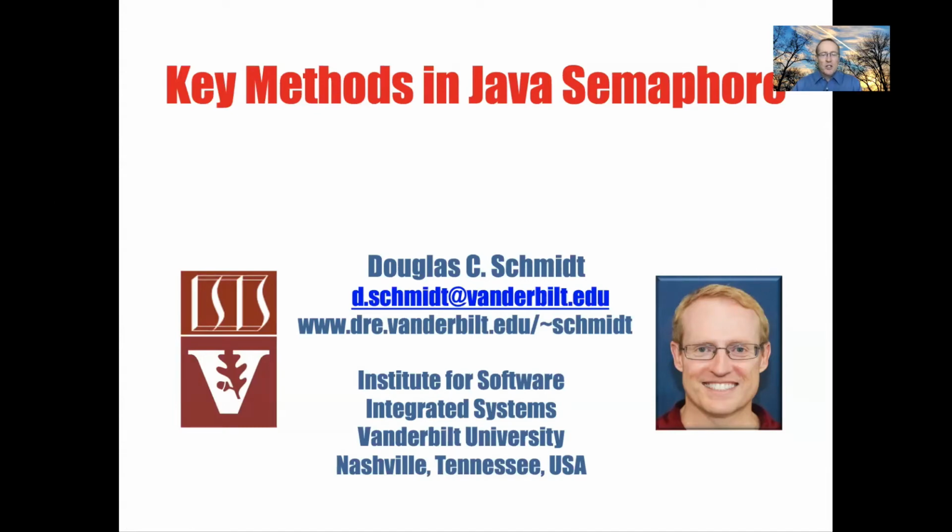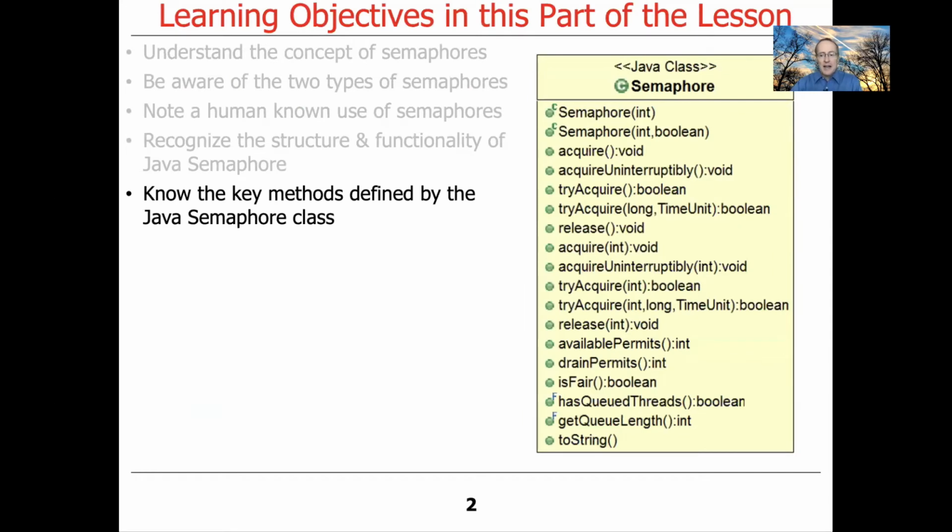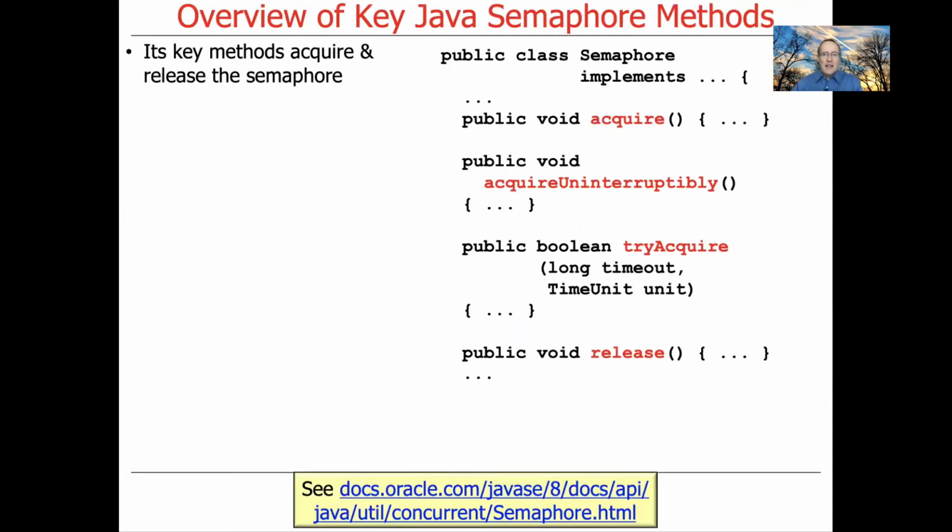We're now going to turn our attention to the key methods in the Java Semaphore class. And you see there's a lot of them, but fortunately, we only have to focus on a handful for most normal use cases. The key methods, as you might expect, acquire and release the semaphore. Gee, what a surprise, right?